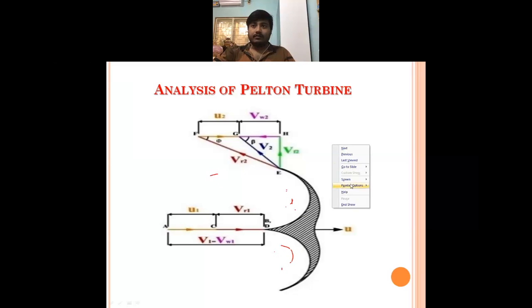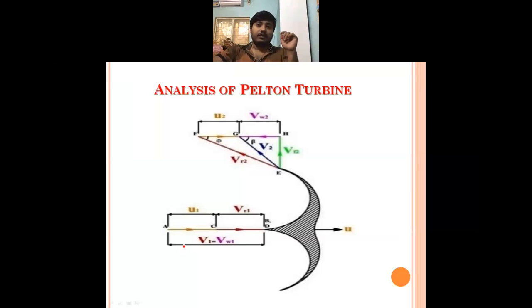So now we will start drawing the velocity diagram. I have already told you that the Pelton wheel is a tangential flow, high head, low specific speed turbine. So you have to remember, first, to understand this velocity diagram, that it is a tangential flow. That means the flow should be in this direction.